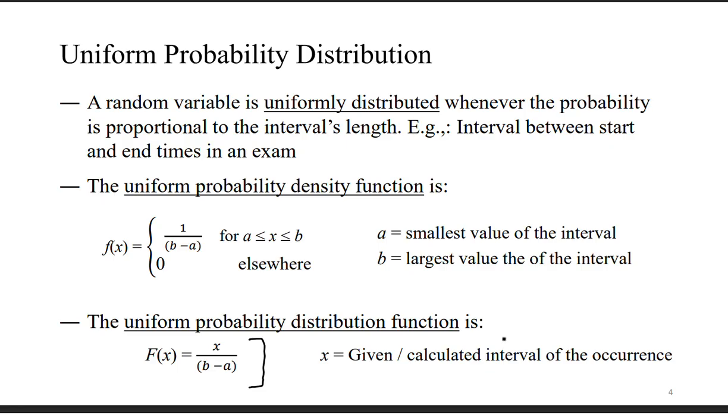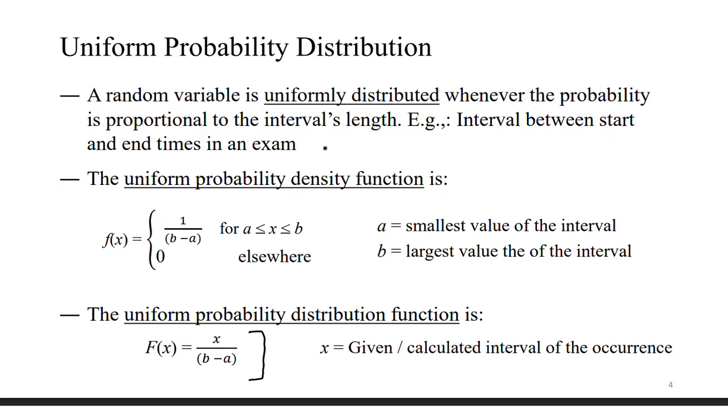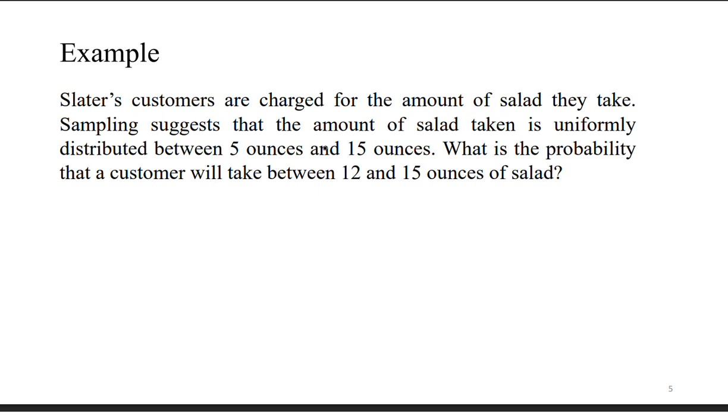This is how we calculate the probability for a uniform probability distribution considered to be continuous. And so we take a look at an interval of time, and then we look at the probability that we will observe an event occurring within that big interval of time. Let's look at some examples on how we calculate the probability for a uniform probability distribution. Let's say later customers are charged for the amount of salad they take. Sampling suggests that the amount of salad taken is uniformly distributed.